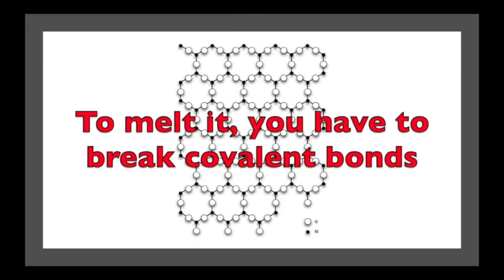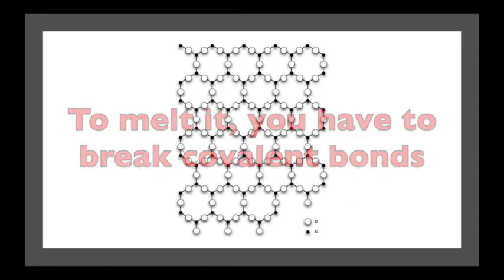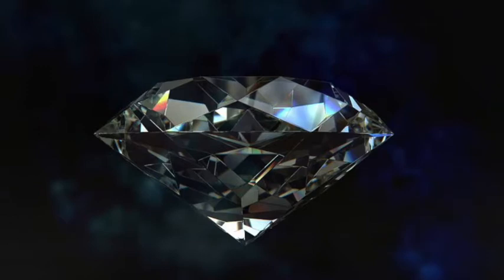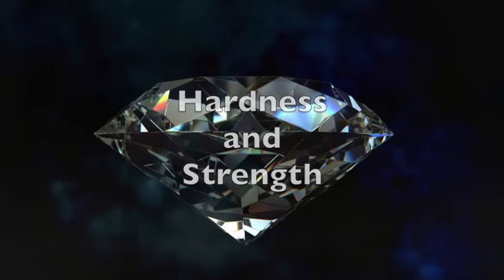Covalent network solids have very high melting points. In order to melt the solid, you have to actually break the covalent bonds that are holding the solid together. This is very different than what you see in molecular solids, where you're just trying to overcome the intermolecular forces. Covalent network solids are characterized by hardness and strength.